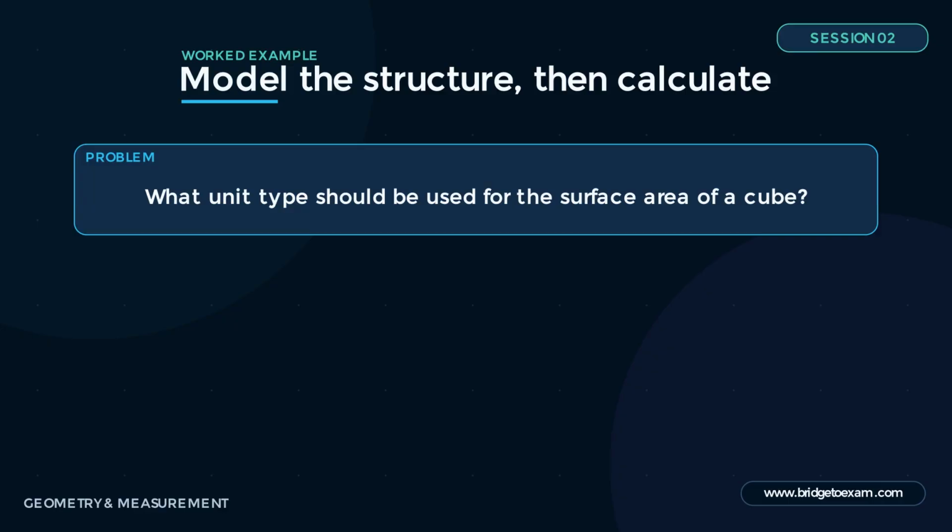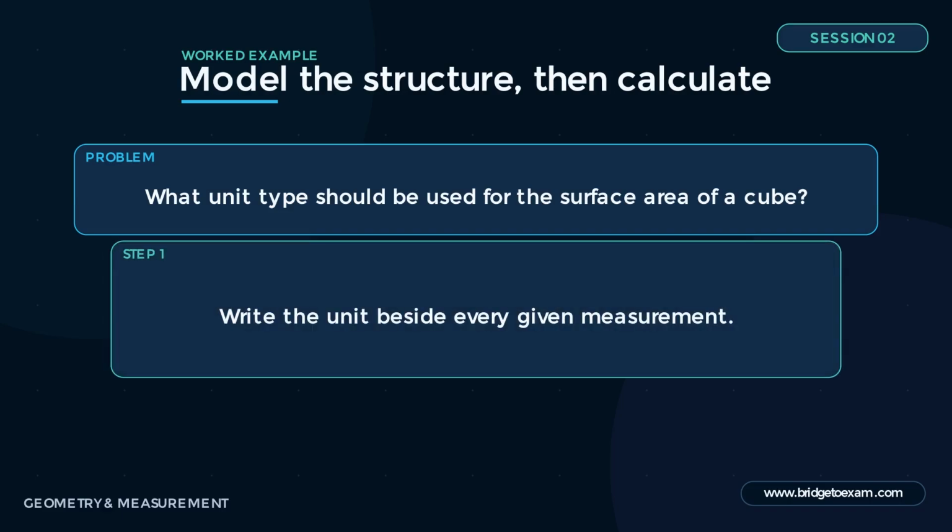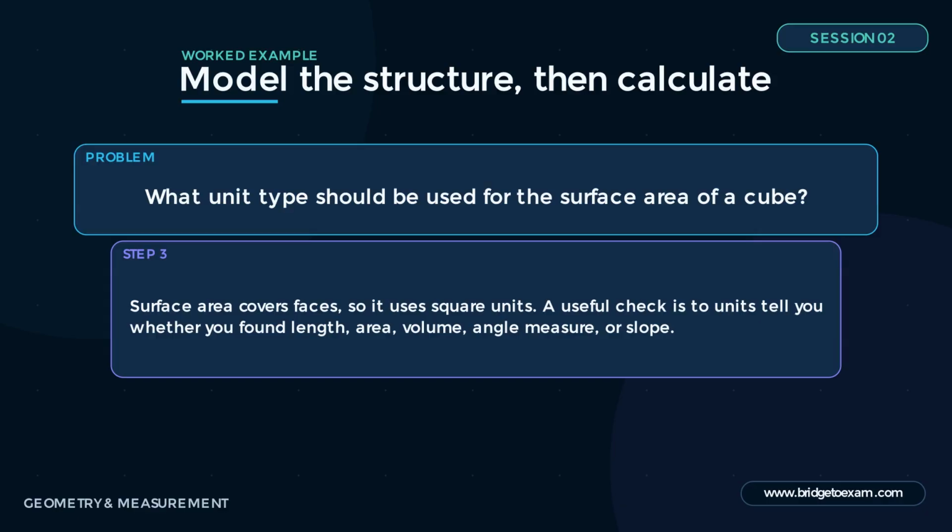Let us model a complete example. What unit type should be used for the surface area of a cube? Step 1 is to organize the information. Write the unit beside every given measurement. Step 2 chooses and sets up the relationship. Convert unlike dimensions before multiplying or adding them. Step 3 carries out the mathematics.